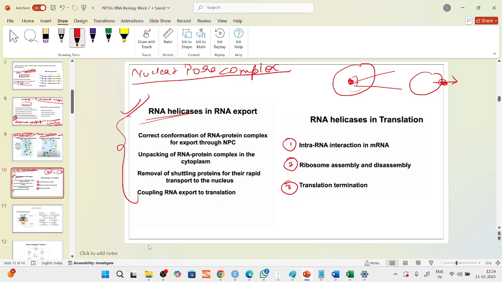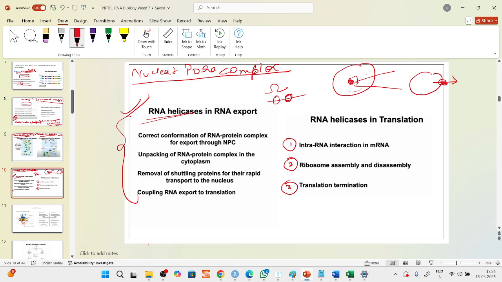Which means that intra-RNA interaction in mRNA. Suppose this is your RNA. Because of some kind of base complementarity, this portion of RNA now starts interacting with this portion of RNA and it will form some kind of loop structures. So this kind of loop structures is a problem for the cell. This kind of intra-RNA interaction can be prevented with the help of RNA helicases.